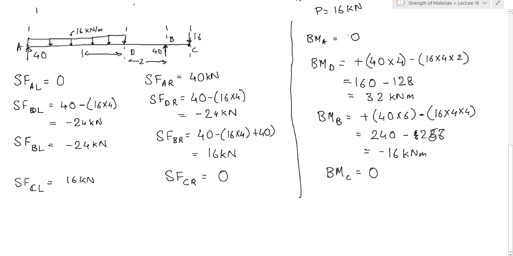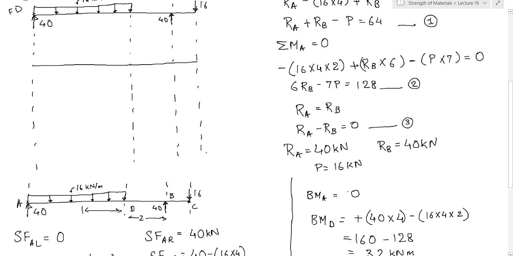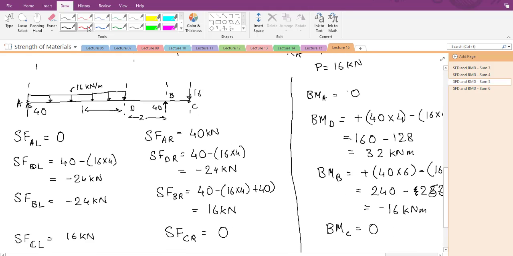So bending moment at C will be what? Bending moment at C will be 0. Now see, first of all, let me draw the shear force diagram, then I will explain to you the bending moment logic. So I will take the red pen.